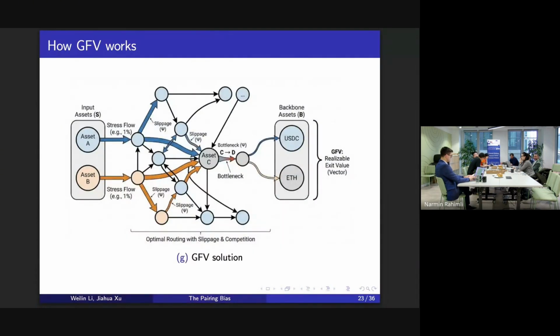Here it's a bit messy, but we want to liquidate, or realize, these two assets, asset A and asset B. We route them through a lot of tokens, with a lot of pairs, as you can see from the blue and orange arrows. But finally, most of them are routed through this asset C. That's the Luna case. And the C to USD bridge is very narrow. When everyone wants to exit, the price will decrease very much, and most people will just get wrecked.